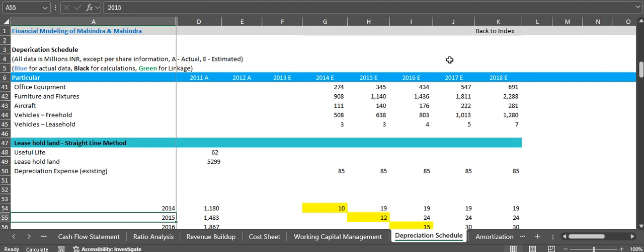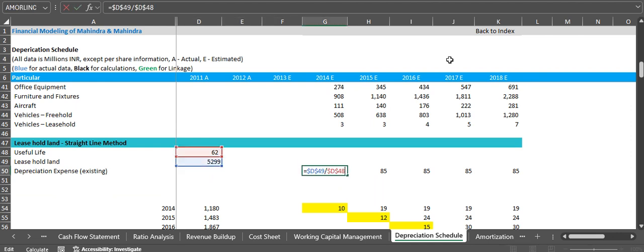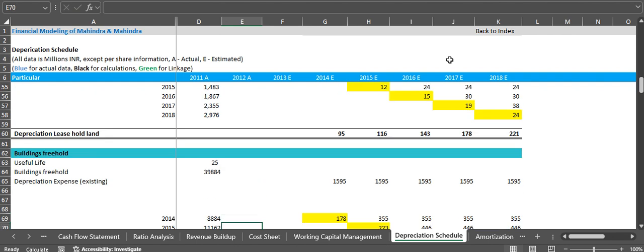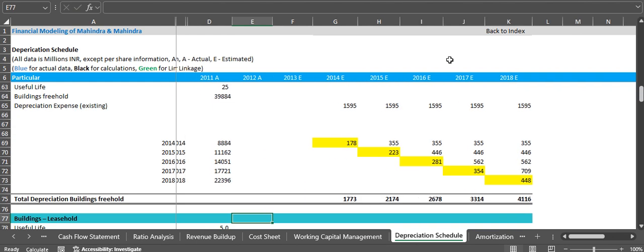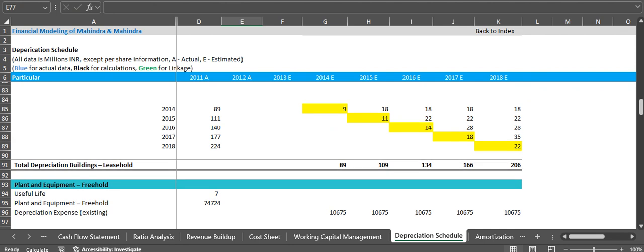Then we have the leasehold or straight line method. So the useful life is 62 years and leasehold land is 5299. Then we divide it by this, so it's the per year depreciation. The same applies for the building freehold as well, and the building leasehold as well. So this is going to be different for the different ones.